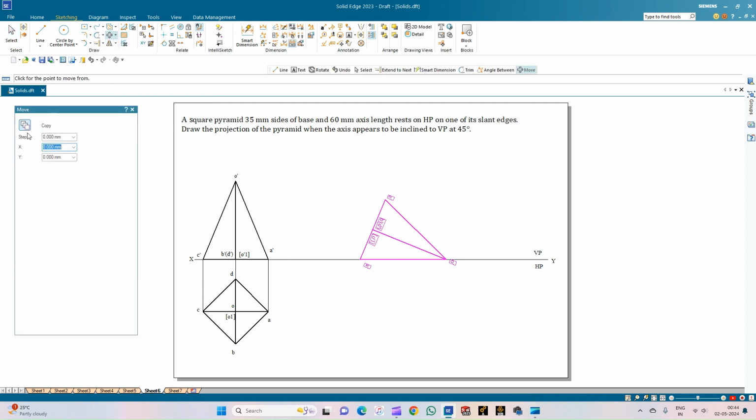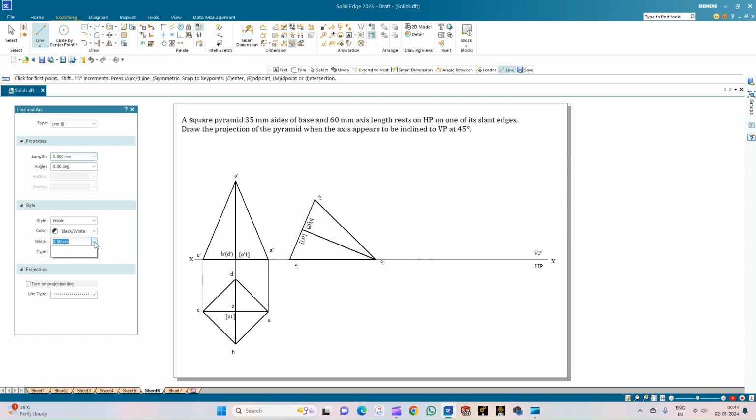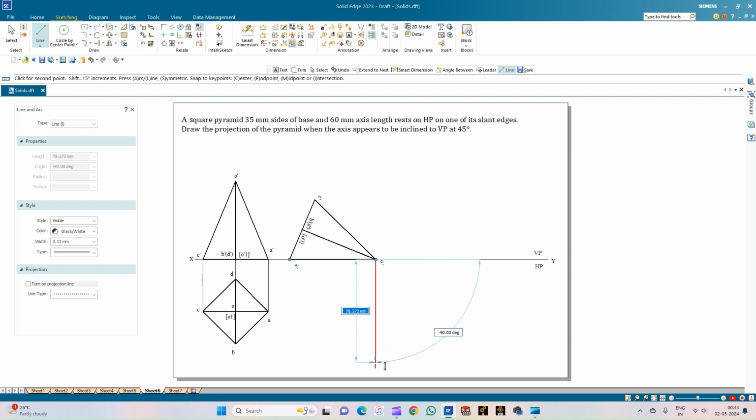Just select the move option, ensure the copy is off, and drag it to a convenient distance so that there is sufficient place to complete the third view of the pyramid. Now the front view is done. Let us depict the top view by drawing the vertical projection lines from each of the corners.